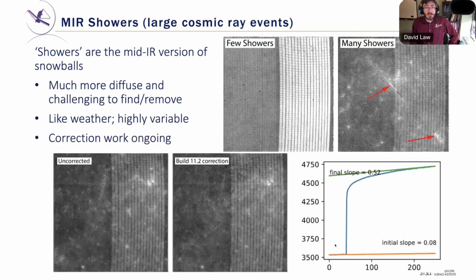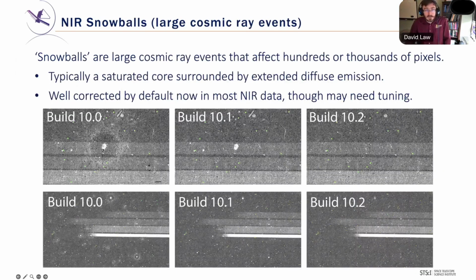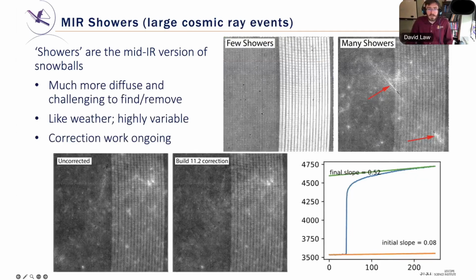The mid-infrared is much harder. So what we call cosmic ray showers are the mid-infrared version of snowballs from the near-infrared. From the near-infrared, you can see mostly things are circular. They've got a big saturated core, a big circular halo around them. In the mid-infrared, things are blotchy and weird and very hard to measure.